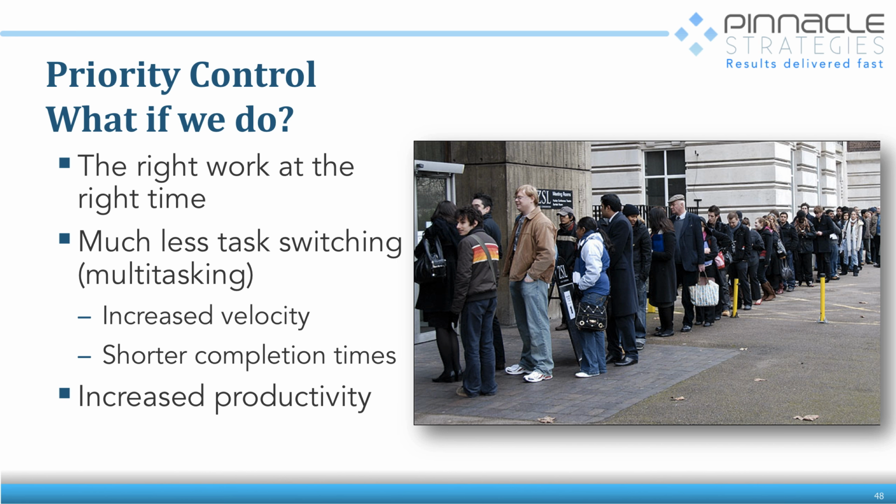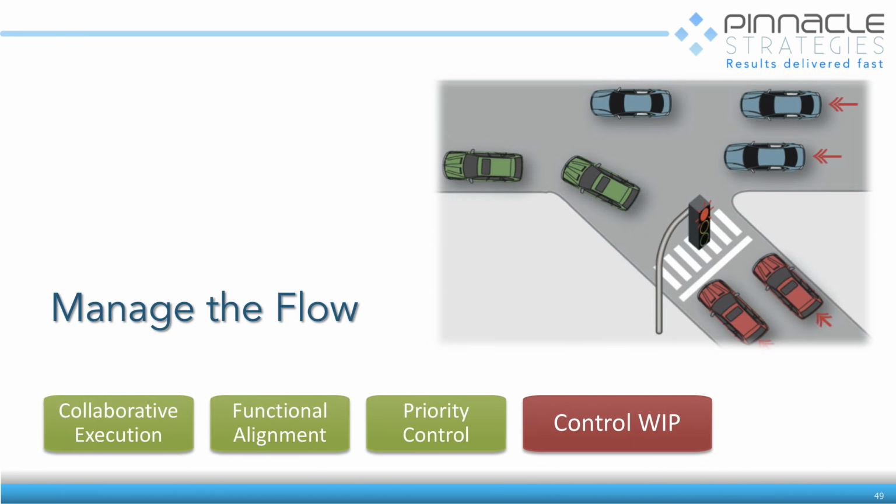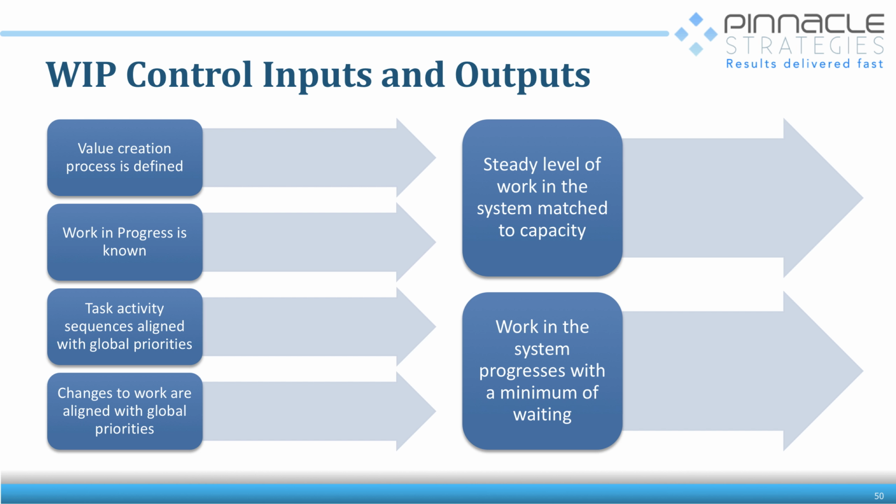Now, then we move on to controlling WIP. Now, why do we need WIP control after priority control? Because there's so much of it. That's the main thing, right?